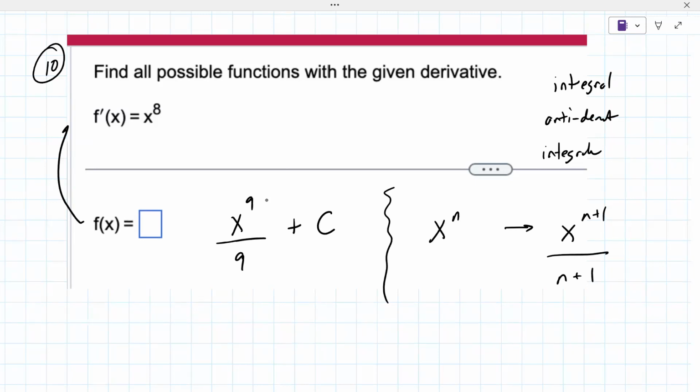You said you've taken this course before, so maybe you remember that. The reason you have to add c is because the derivative of a constant is 0. So we don't know what the value of c is. We don't know whether it's 0 or 1 or 50 or pi or anything. You just know that you're adding something to it.